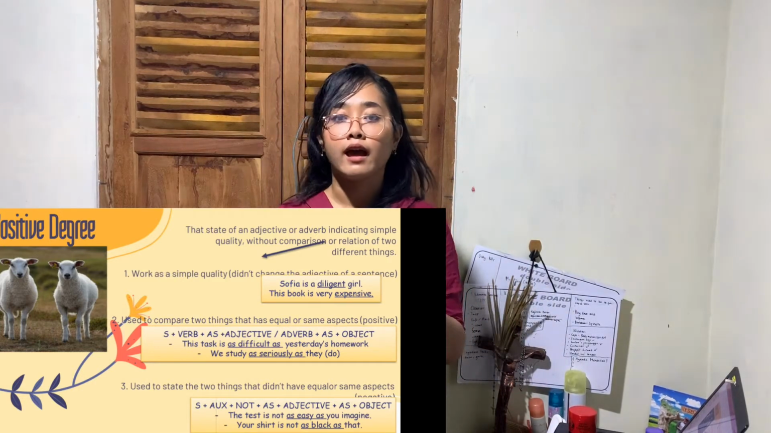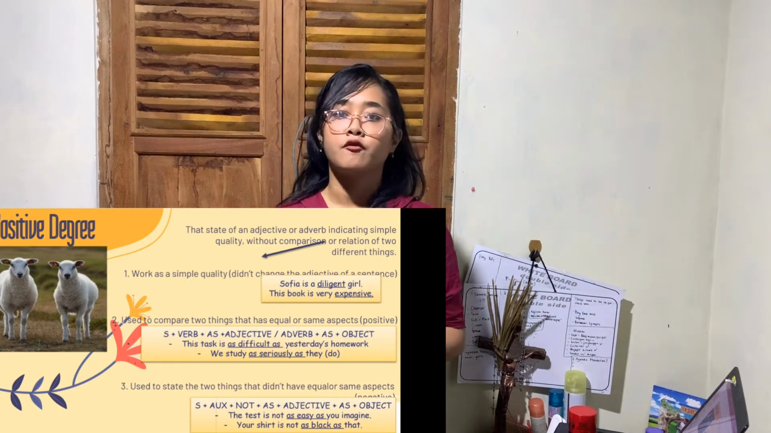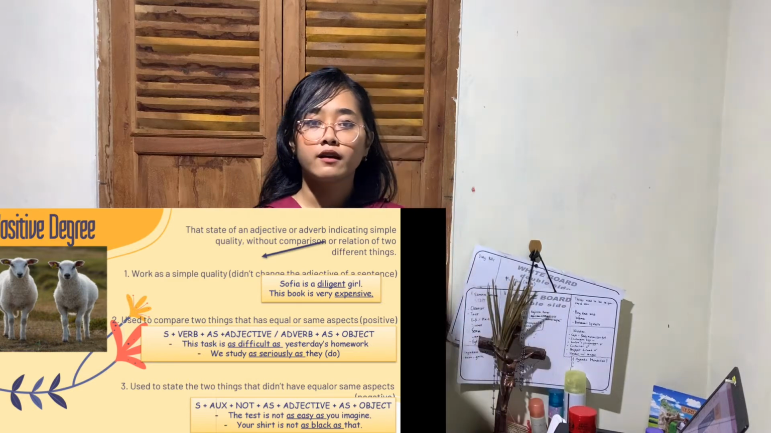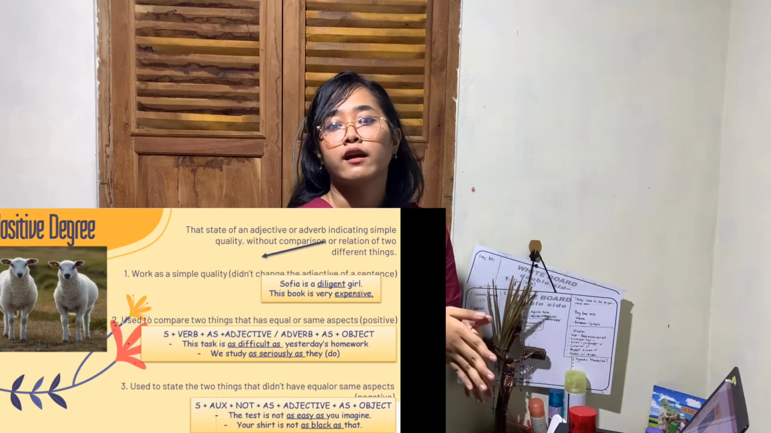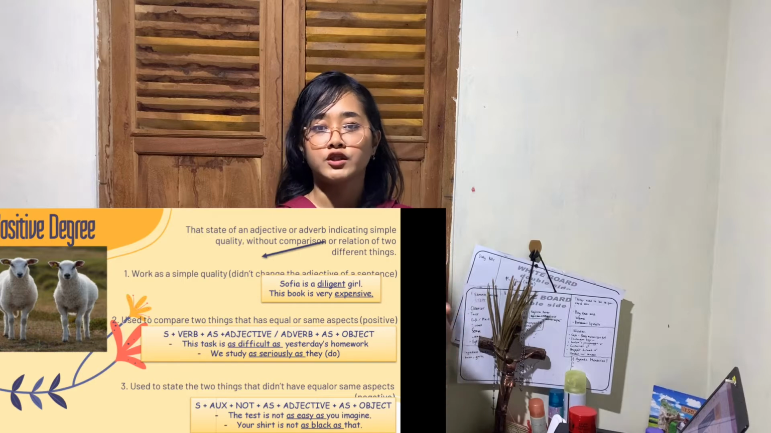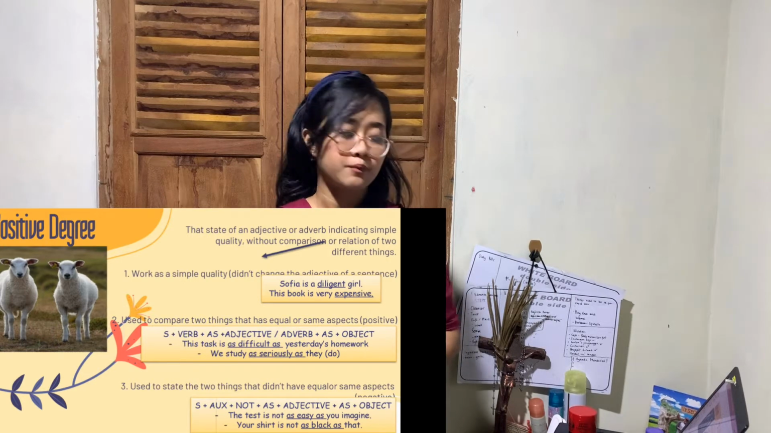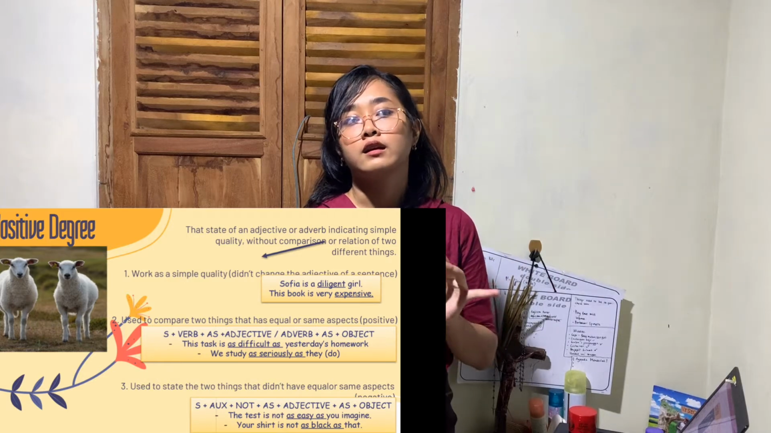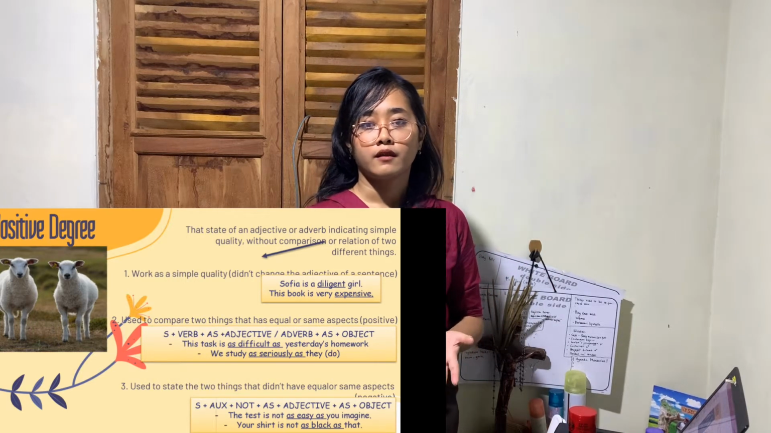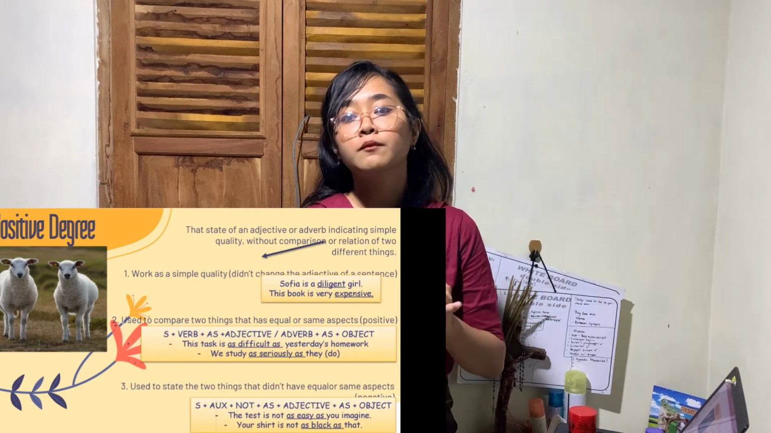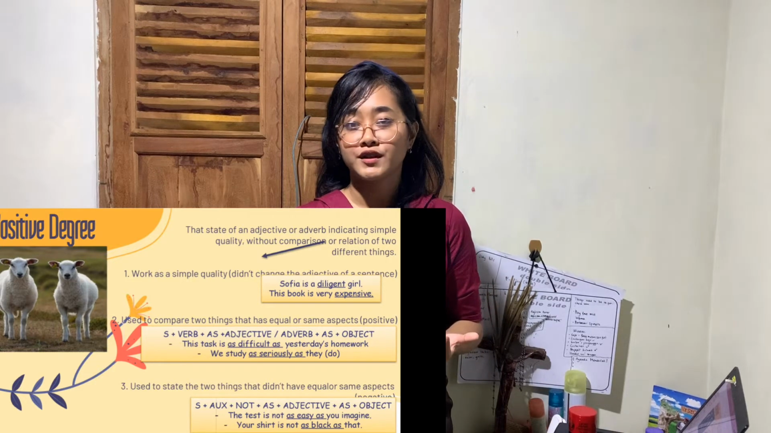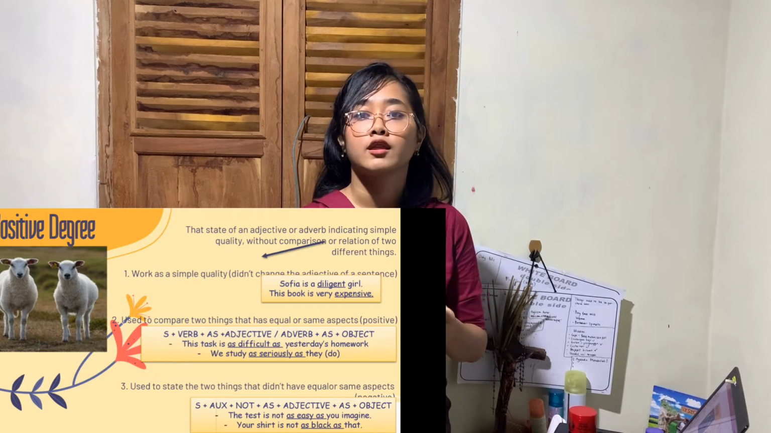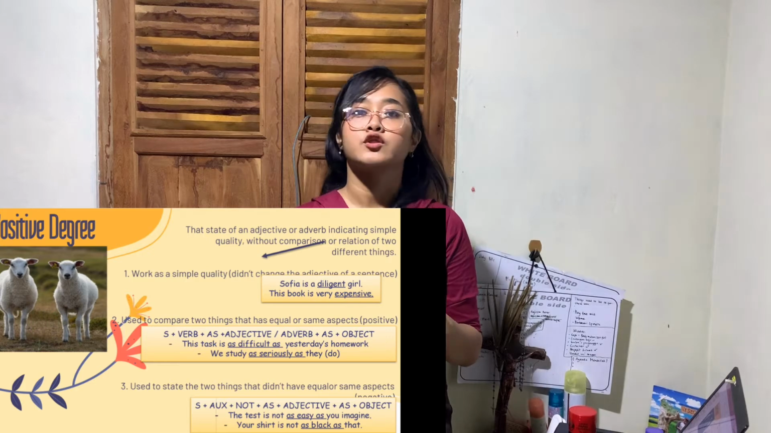So as difficult as is about the form of positive degree. And the third function is the opposition from the second function. It's about to express or state two things that didn't have the same aspect, and it also has a similar structure to the second function, which the difference is you must add not into the structure.